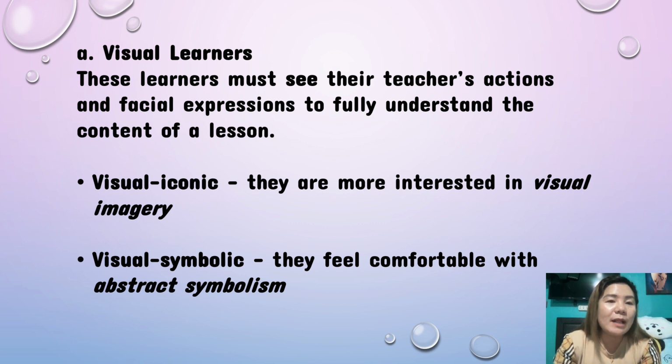While visual symbolic, they feel comfortable with abstract symbolism, like mathematical formula or the written word. Okay, so yung nakasulat or yung formula sa mathematics, mas gusto nila yon, abstract symbolism yon, no? So, iyon yung pagkakaiba, yun yung dalawang klase ng visual learners. Some are visual iconic and some are visual symbolic.